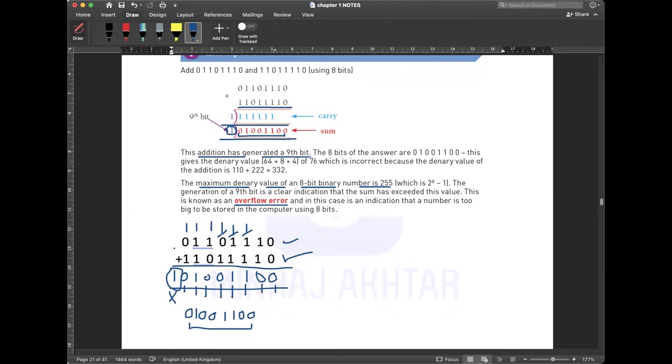Okay. So look, the maximum denary value of an 8-bit number is 255. This is a point to be noted. The maximum denary value of 8 bits is 255. So if there is any extra bit or overflow bit, that bit will be ignored and it is considered as an overflow error.